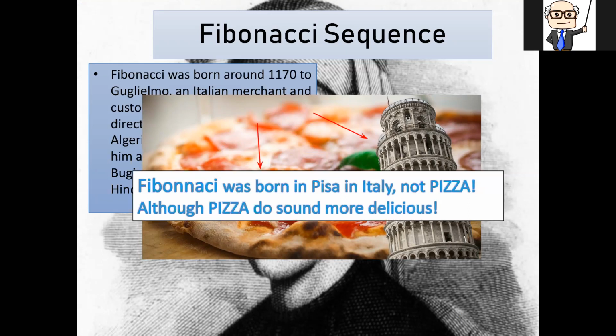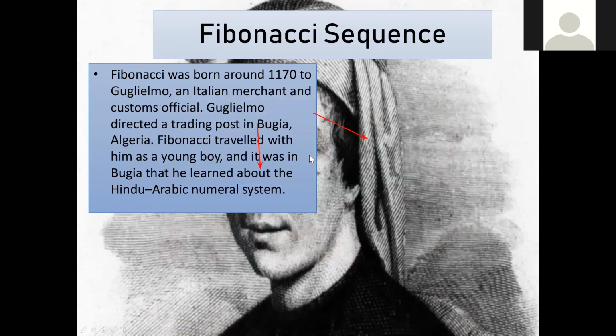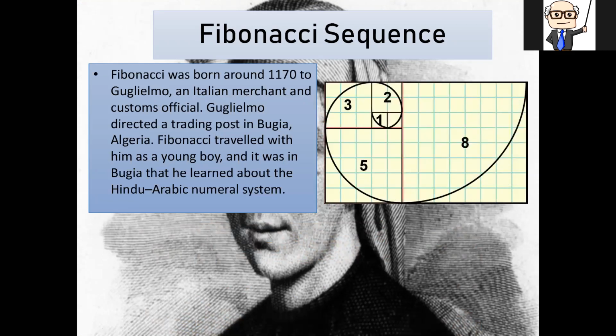Fibonacci was born in Pisa. Pisa, not pizza. He was born in Pisa in Italy. Although pizza does sound more delicious to eat, he's not a food, right? He's just a person. So he was born in Italy in the town called Pisa. And it's a slanted tower. If you have a chance, you can climb up there. Very nice. Now, what he came up with is this thing called the Fibonacci sequence.